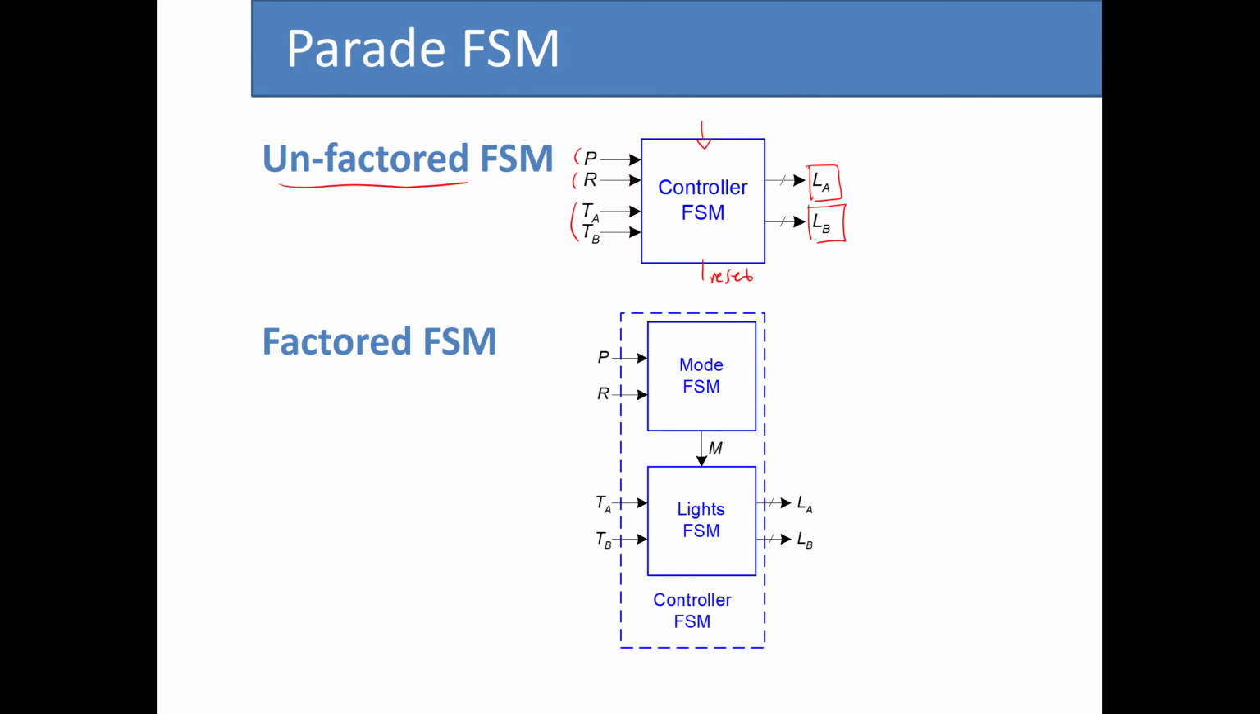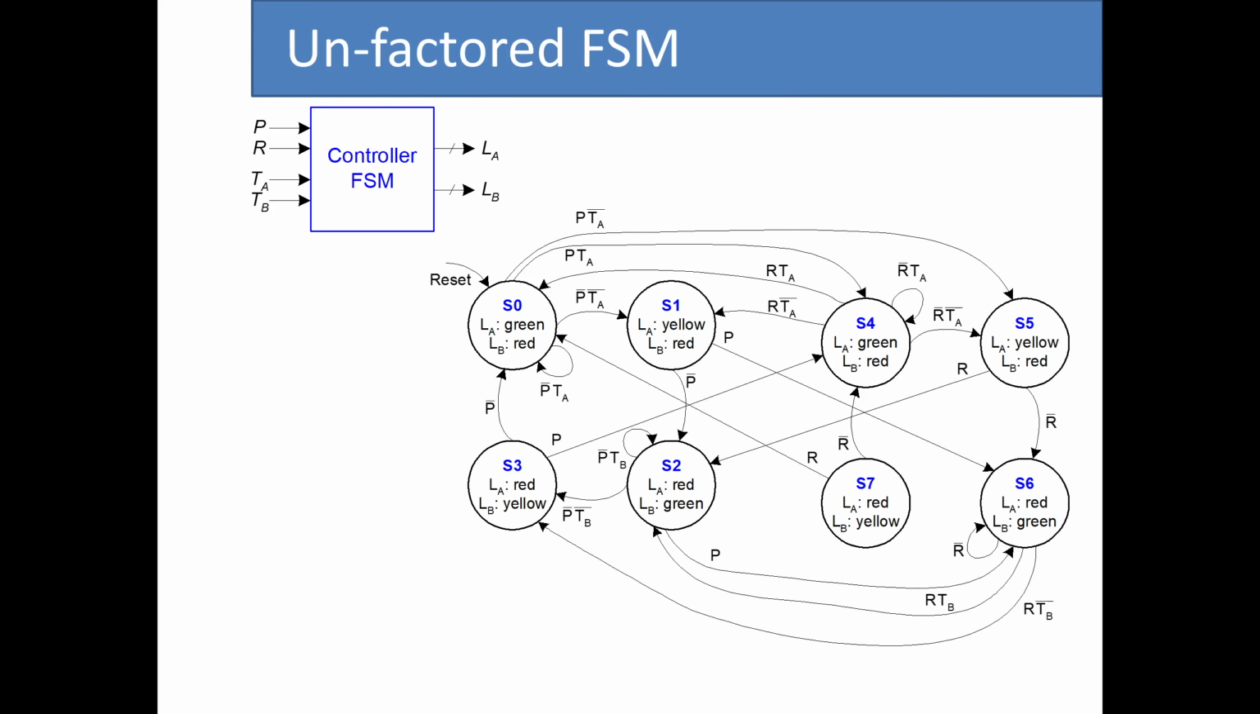You might ask how much simpler the factored FSM is in comparison to the unfactored FSM. Let's take a look at the state transition diagram of the unfactored FSM. As you can see, things are exponentially more complex. We have both the parade mode and the regular mode, and for each one of them we need to consider whether P or R are 0 or 1, right? So even for such a small tweak in our system, things become more and more complex.